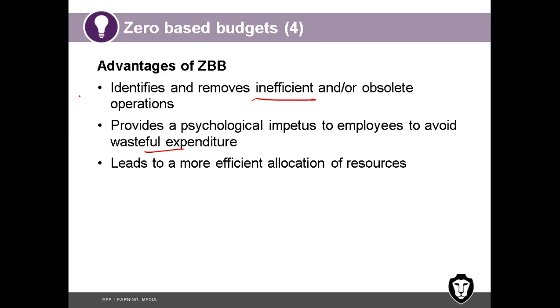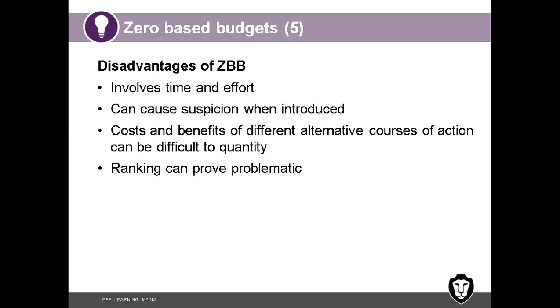These are the advantages. Sometimes they even ask you to write the advantages in section B. Be prepared. Disadvantages: a lot of time it takes. Every item, if you have to justify and analyze it, is going to take a lot of time. It can cause suspicion when introduced. Managers might think, why are they introducing this? Are they going to catch us on something? Doesn't the top management trust us? Why are they doing this? See, suspicion. When you are introducing it for the first time, it can create suspicion.